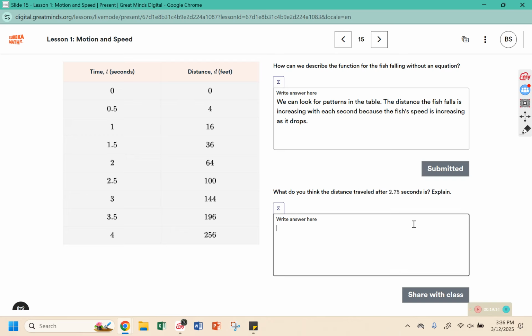What do you think the distance traveled after 2.75 seconds is? Explain. We know that it must be more than 100 feet and less than 144 feet because it is between 2.5 seconds and 3 seconds.